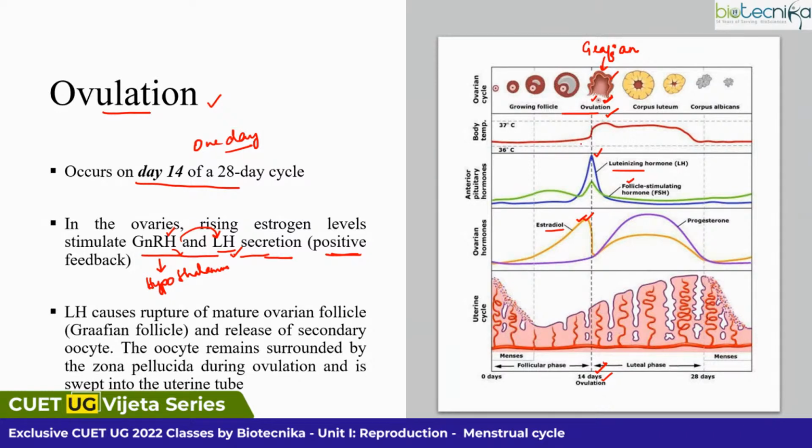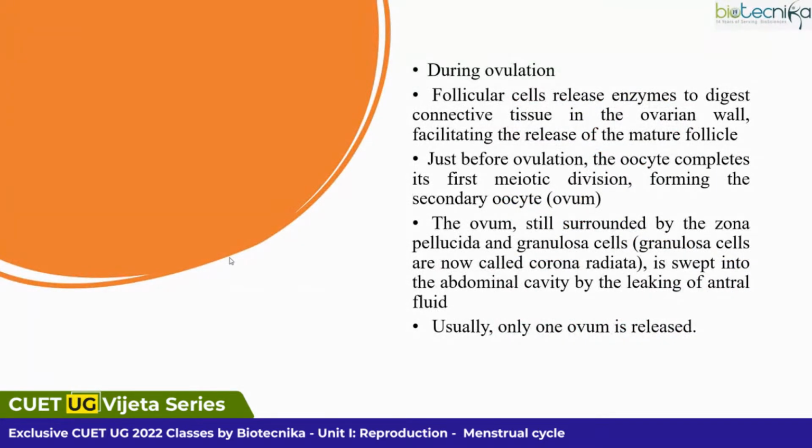Okay, and if you talk about the temperature, in the ovulation phase the body temperature shows a slight increase. From 36, you can see the body temperature will rise to 37. So there is an increase in body temperature during ovulation. All these changes are occurring in just one day, that is on day 14.